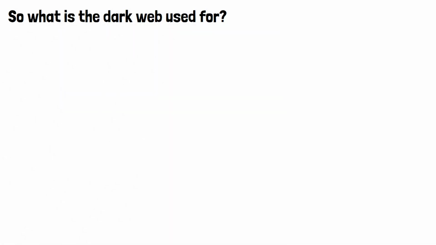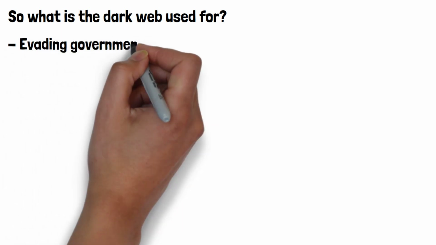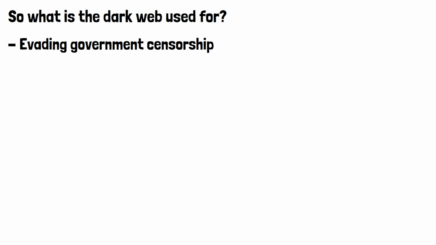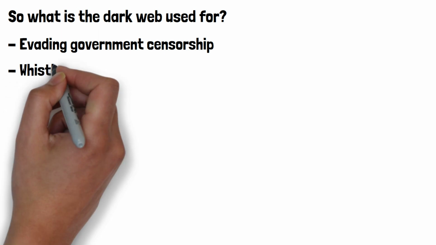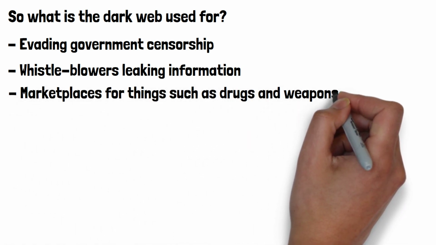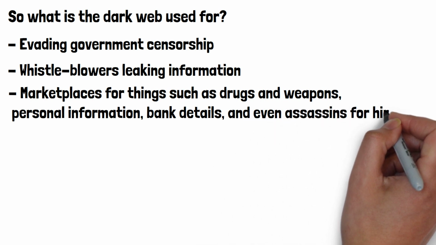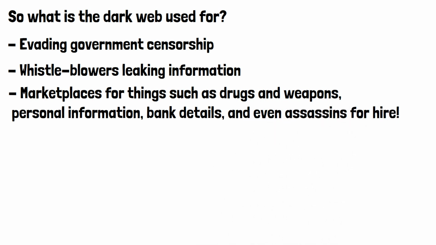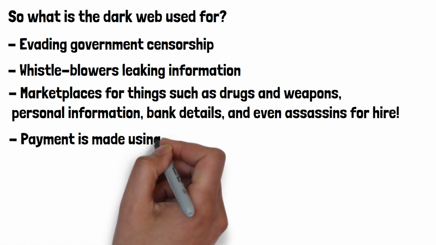So what is the dark web used for? The dark web's most common uses include evading government censorship if your government limits communication or internet access in your country. Whistleblowers use the dark web to avoid detection when leaking information. However, it is most well known for being used for marketplaces for things such as drugs, weapons, personal information, bank details, and even assassins for hire, just to name a few.